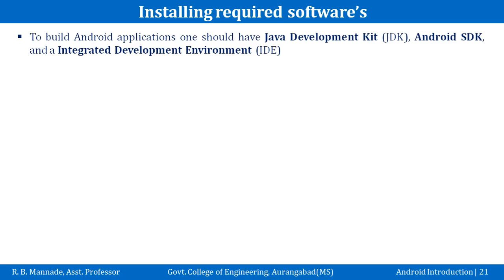To build Android applications, one should have the Java Development Kit or JDK, then the Android SDK, which means Android Software Development Kit, and the last component required for Android development is the Integrated Development Environment, also called the IDE. The IDE is a software component in which we actually do our coding work.